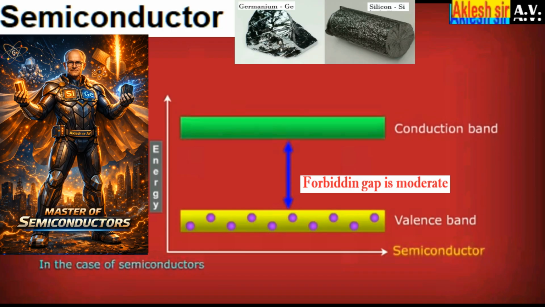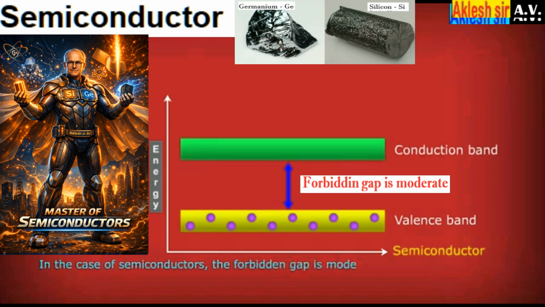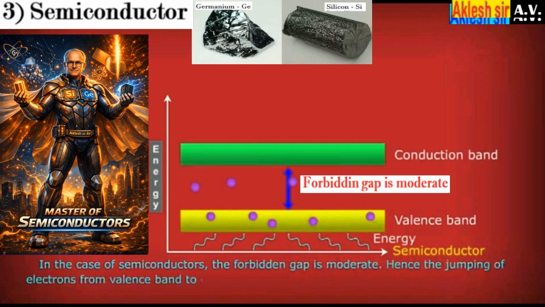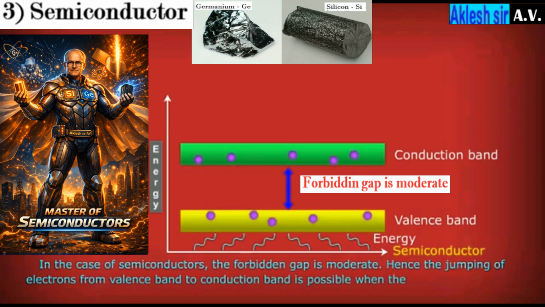In the case of semiconductors, the forbidden gap is moderate. Hence, the jumping of electrons from valence band to conduction band is possible when the energy equal to the forbidden gap is supplied.